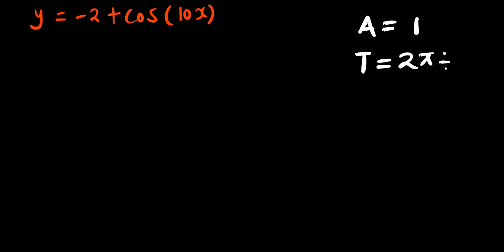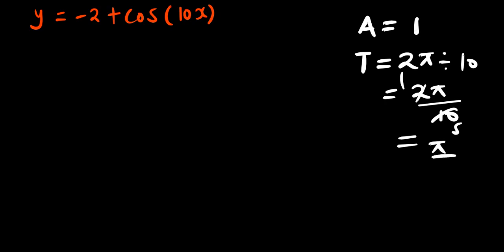The b in this case, the coefficient of x, you're able to see that it is a 10. So we are going to have 2 pi divided by 10. Now 2 pi divided by 10, that is just 2 into 2, that is 1. 2 into 10, that is a 5. So we are going to have pi over 5 as our period. What about our vertical shift? You've seen that the graph has been shifted by negative 2. Okay, so that is it.